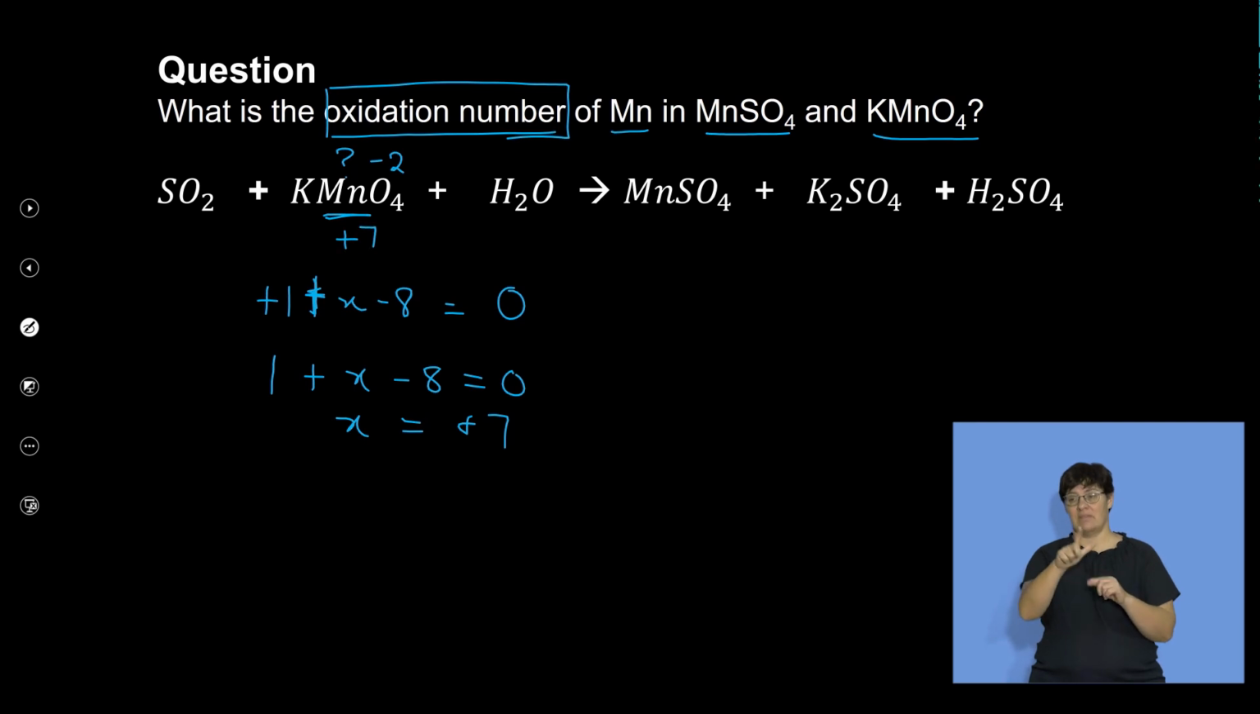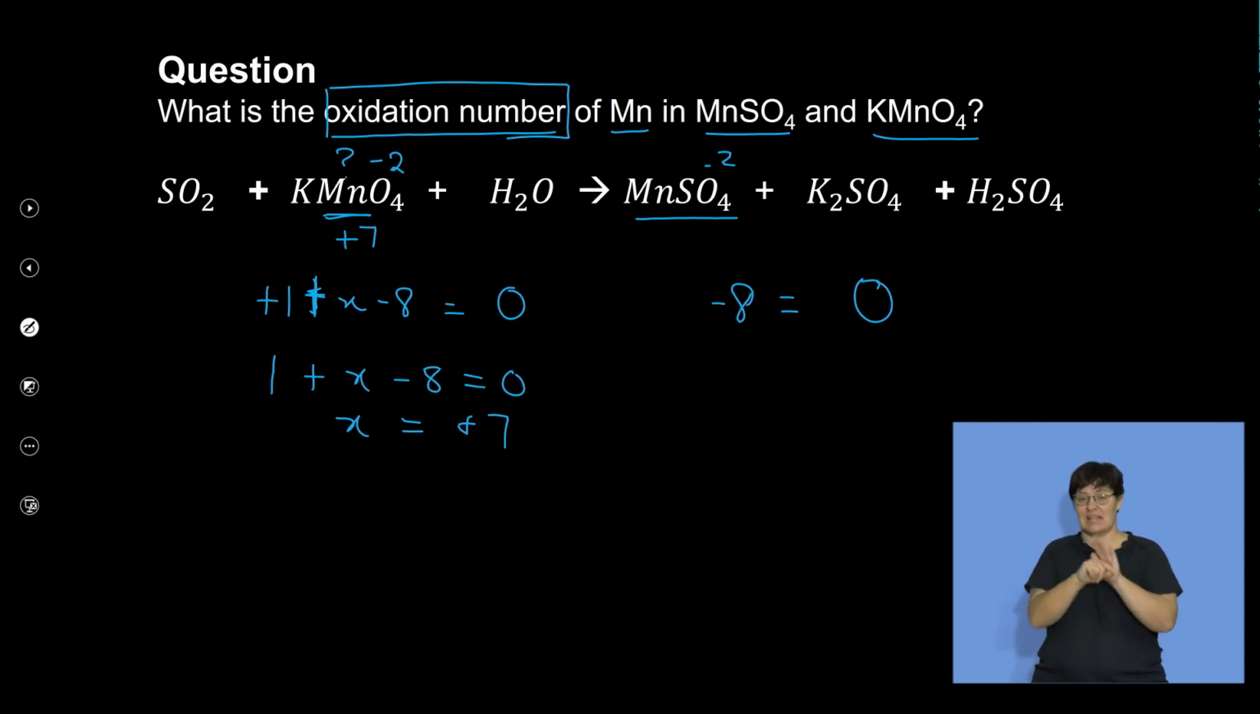What about in the manganese sulfate, which is MnSO4? Again, the total is 0. Oxygen is negative 2, right? Sulfur is plus 2 in this case. So oxygen, negative 2 multiplied by 4 of those atoms, is negative 8. And sulfur is plus 2, and manganese is what we don't know.